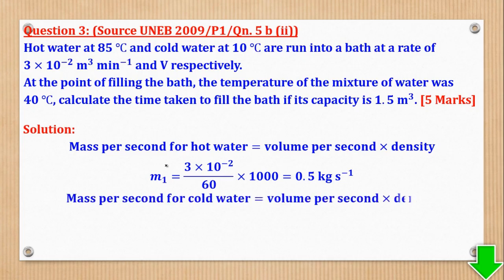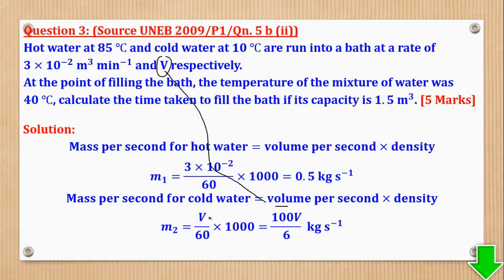What about for the cold water? Still use the same formula, volume per second times density. So volume was capital V for cold water over 60 to get the volume per second, times 1,000, which is the density of water, and it's a constant. So there you come up with this, which is kilograms per second. Now I have known the mass per second for hot water and the mass per second for cold water.